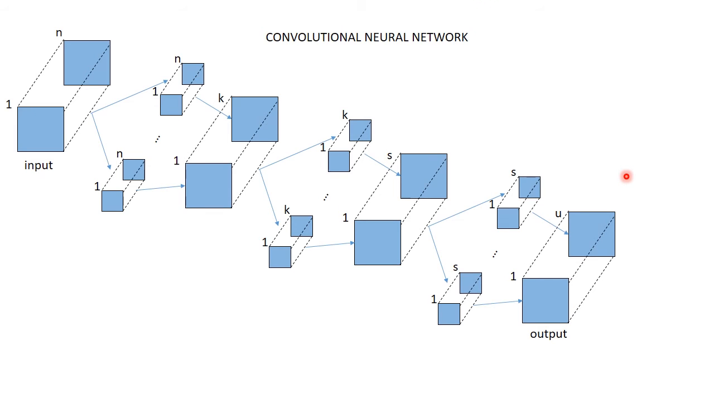Now, it is time to introduce you to a more general model of convolutional networks. Here we have a convolutional network with 3 layers.